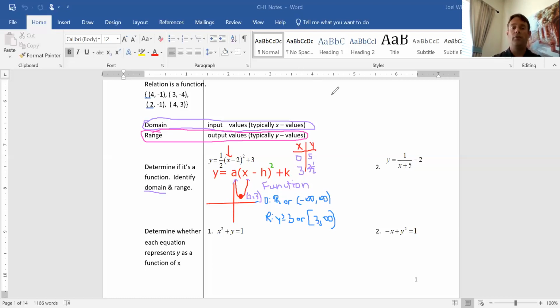So anyways, why don't you take a second, pause the video here, and see if you can try to muster up what this parent graph looks like and determine, is it a function, and what are the domain and range. I'll give you a second to do that.